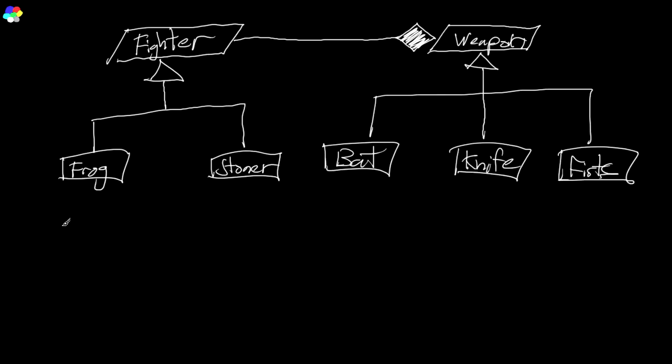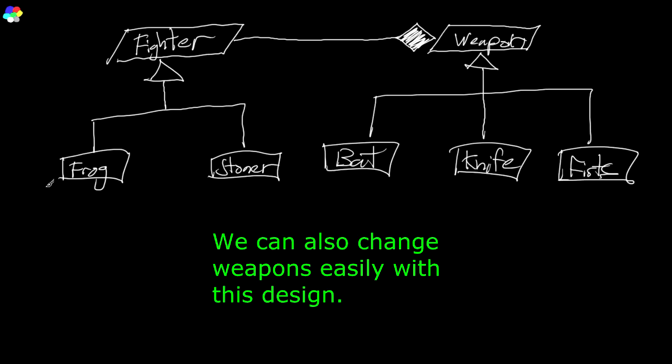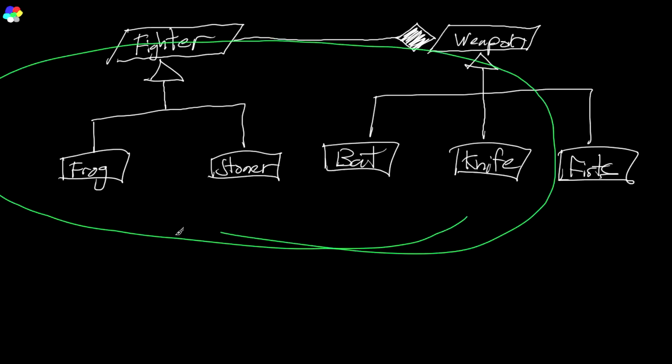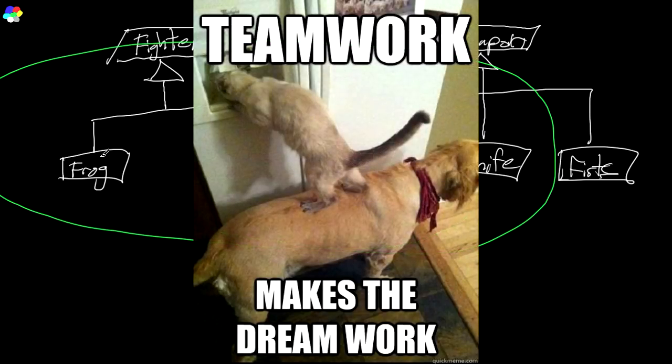So this system here is much, much better. We don't have the explosion of types. If you have 10 kinds of fighters and 10 kinds of weapons, at the end of the day, you're going to have 20 kinds of concrete classes, not 100. Much, much better. So let's implement this design. This is composition and inheritance working together.